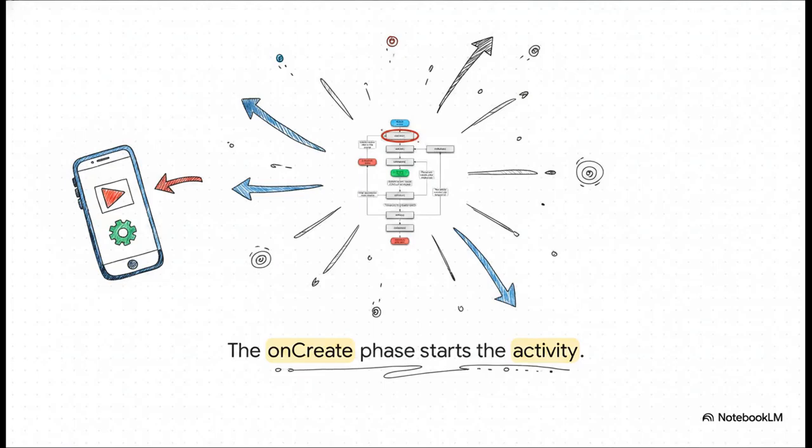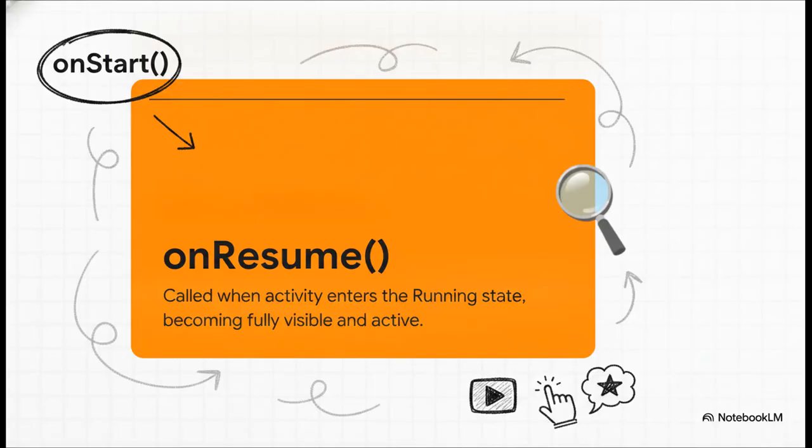When an activity is launched, onCreate is that very first step. The system calls this before absolutely anything else. The user taps the app, the process starts, and bam, onCreate fires right up. Now, right after onCreate, the activity briefly passes through a state called onStart, but the real magic happens when it hits onResume. This is when our actor officially steps into the spotlight.